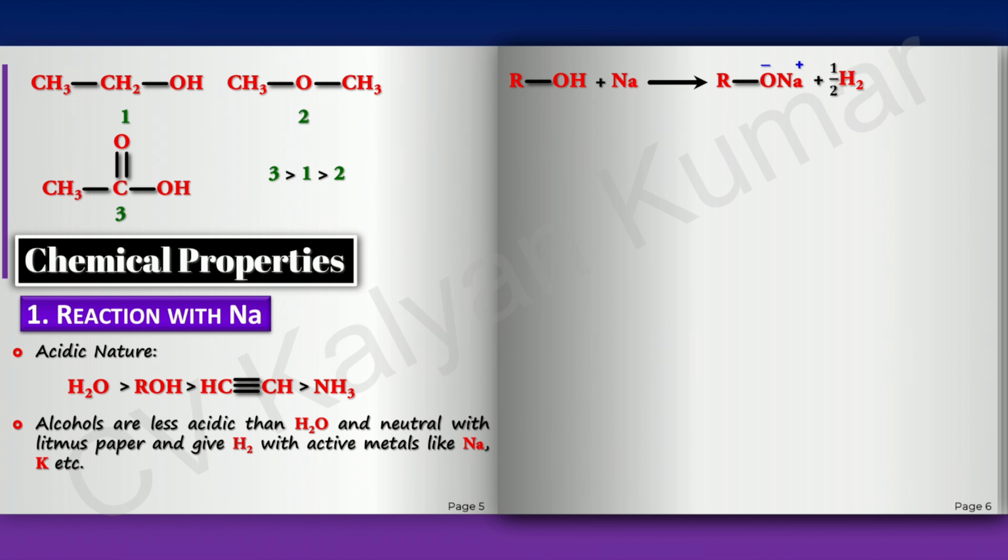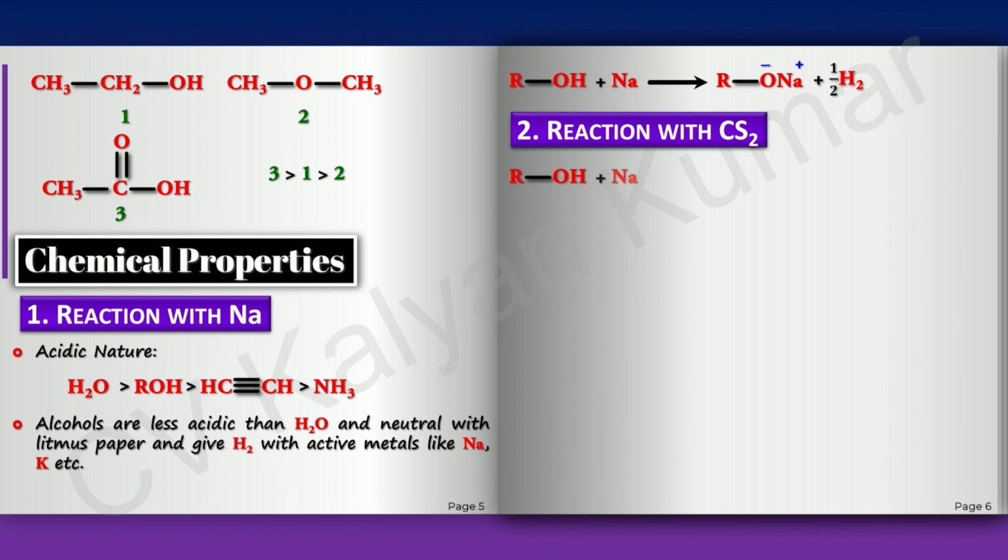Now the second reaction is the reaction with carbon disulfide. A very simple reaction. The first part is the same. First you react the alcohol with sodium. Then you react the product of this with CS2. Now I want you to make the product yourself. Pause the video. Now, here is the answer.